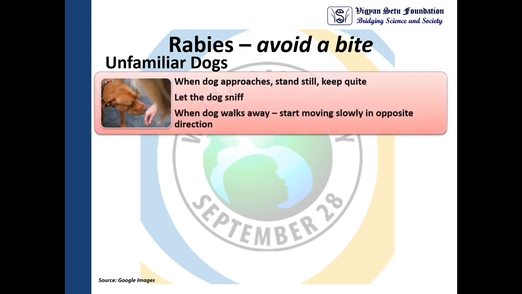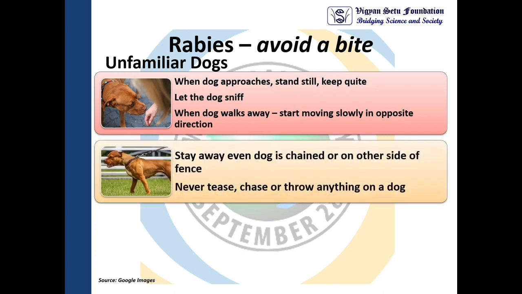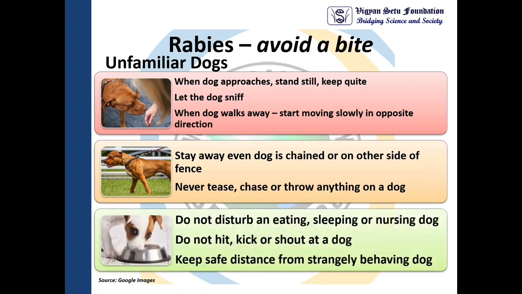In case of unfamiliar dogs, when a dog approaches, one must stand still and keep quiet. Let the dog sniff, and when the dog walks away, start moving slowly in the opposite direction of the dog. Stay away even when the dog is chained or on the other side of the fence. In any case, never tease, chase, or throw anything at a dog. Do not disturb an eating, sleeping, or nursing dog, and never hit, kick, or shout at a dog. Always maintain a safe distance from strangely behaving dogs.